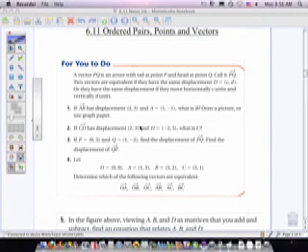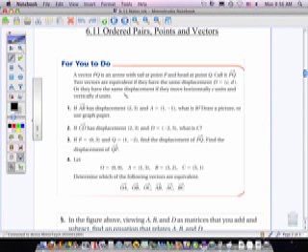Your vectors, just like your ordered pairs, are always the horizontal, comma, the vertical. So the vector does the same thing: it tells you how to move horizontally, then how to move vertically. So we're starting at A, because A is the tail. I'm just going to sketch this, so let's see, 1, -1. There's our A.